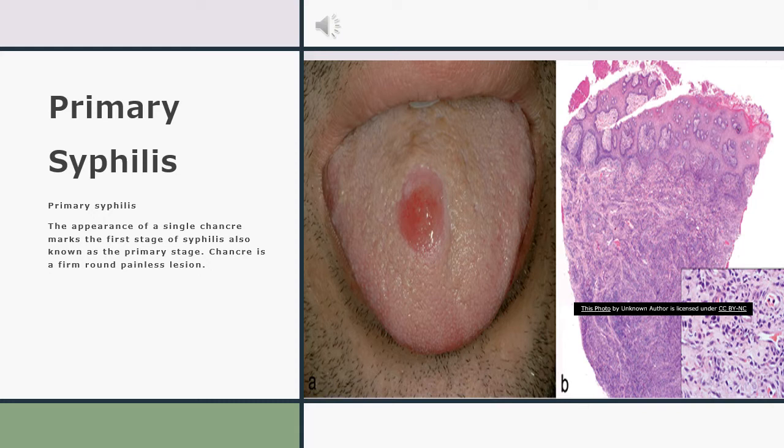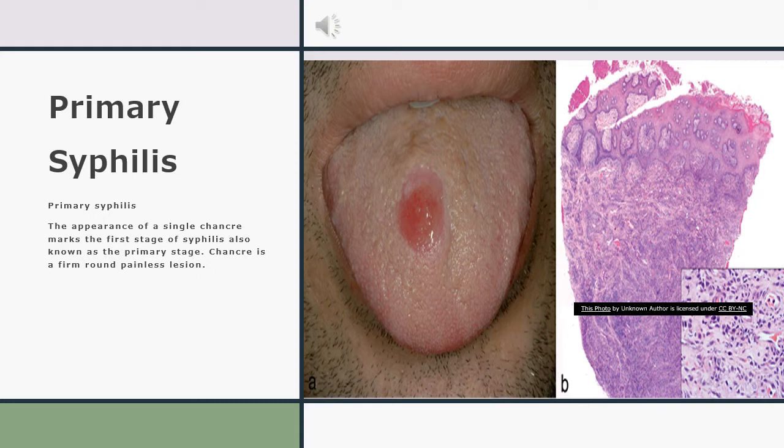Syphilis is categorized into primary syphilis, secondary syphilis, latent syphilis, and tertiary syphilis. I will start with primary syphilis. The first or primary lesion which occurs in syphilis is called a chancre, and this is how it appears. It is a painless, firm, round lesion.